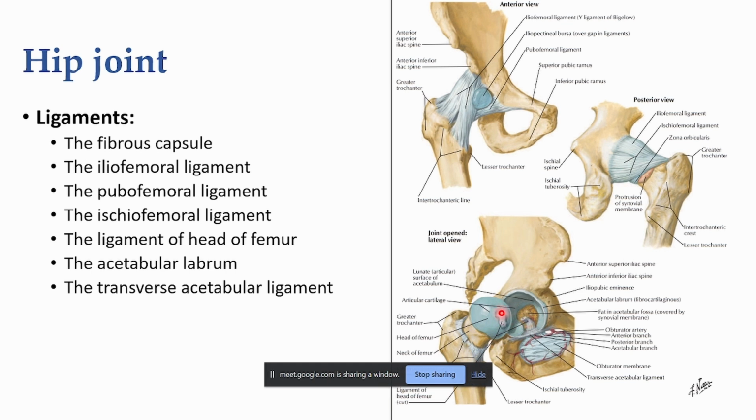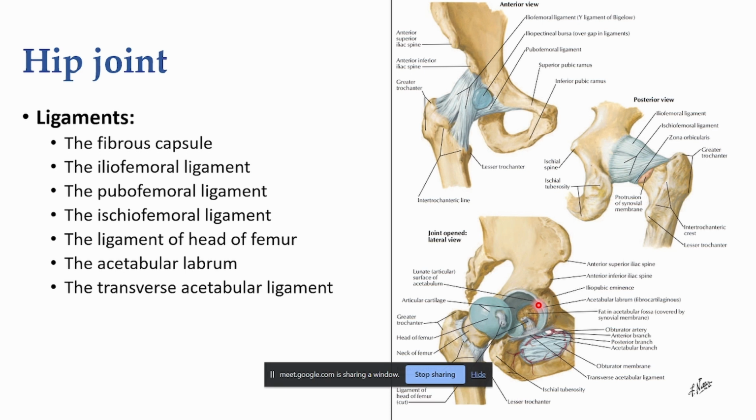teres or the round ligament. The apex is attached to the fovea capitis of the head of the femur, and the base is attached to the acetabular labrum and the transverse acetabular ligament. It transmits the arteries to the head of the femur, like the acetabular branch of the obturator and medial obturator artery. Next, we'll learn about the acetabular labrum.